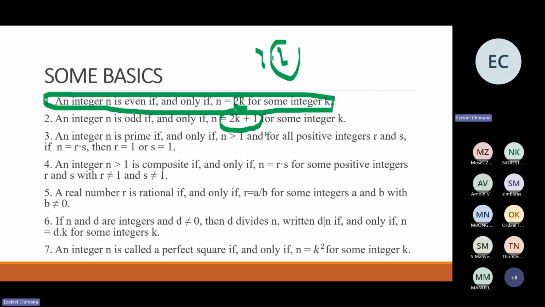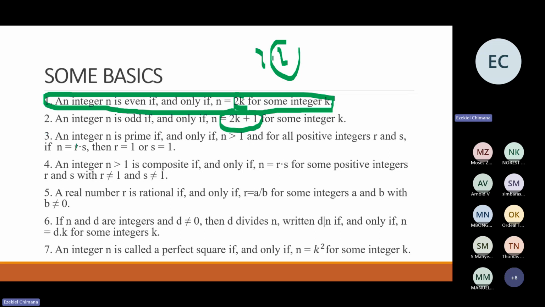Into an odd integer. If you have 2 times 3 and you add 1 to it, you are going to have an odd number. It will become 7. Maybe you have 2 times 1 plus 1, you're going to get 3, which is an odd number. Try it any way you want, you're just going to arrive at an odd number, just like that. So that's the second one.